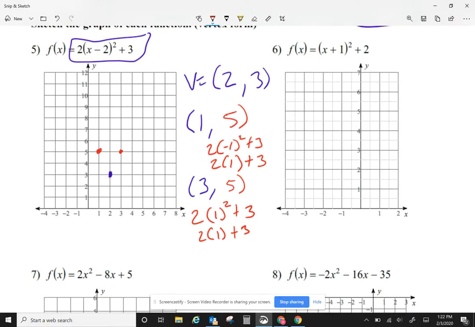I'm going to be graphing 3 points on the graph. I think I have enough for a picture that looks like that.